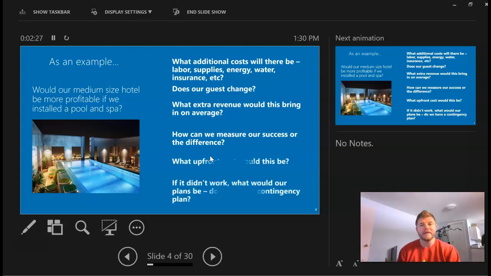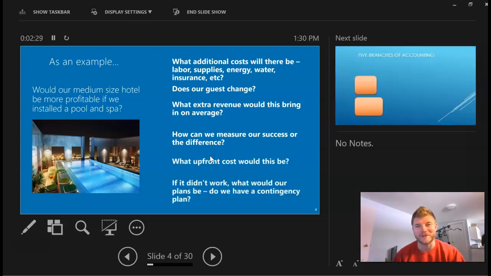Now, during COVID days, pools and spas are usually a no-go, but usually you'd ask yourself some of these questions. What kind of costs are there for the labor and supplies and all the energy? Does our guest change? Now that we have a hotel with a spa and a pool, we'll probably get a higher class of guests, and therefore we can charge more. Will that amount of revenue make up for the cost of the pool and the upkeep and everything else?